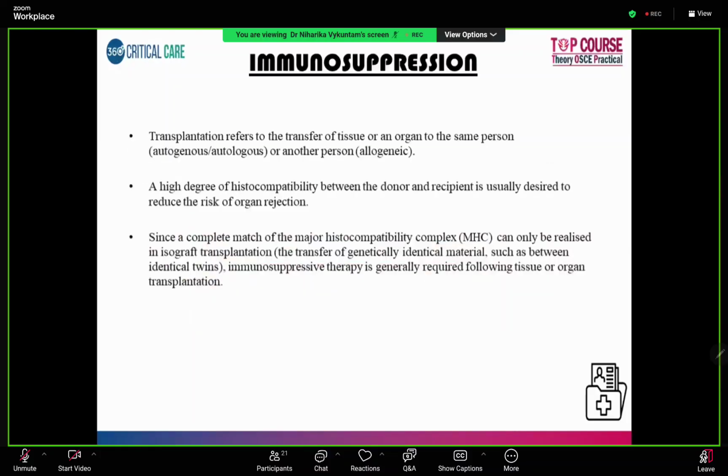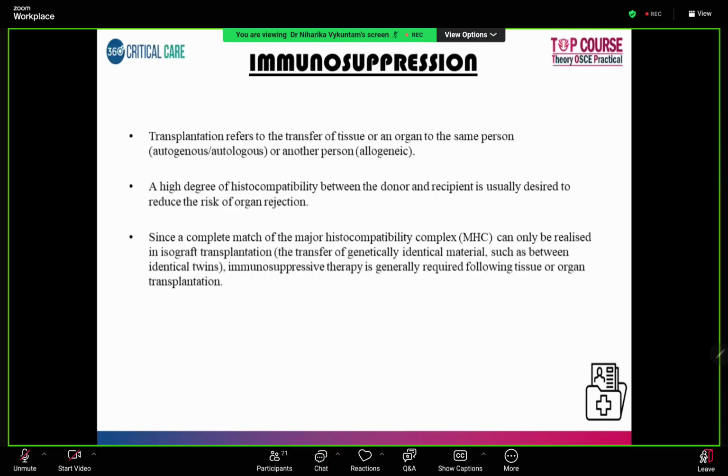Then we've now finished about the infections. The next important thing is about the immunosuppression. So, what is basically transplantation? Transplantation refers to the transfer of a tissue or an organ to the same person, which is known as autologous transplantation, or to another person, which is known as allogenic transplantation.